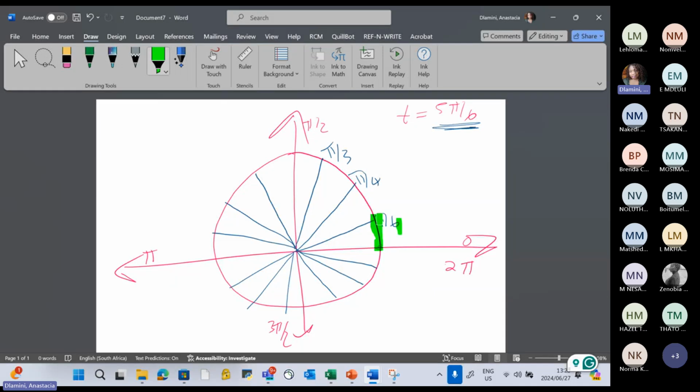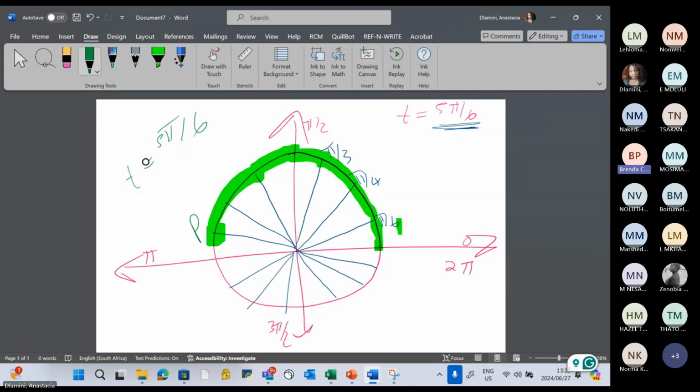And the second movement will be where? At pi over 3. And another one? Pi over 2. Yes, and another one? Pi over 6. You skip that one and go to the other one. Do you see that, guys? Are we all together there? Yes. So this is where our terminal point is, determined by t equals 5 pi over 6.